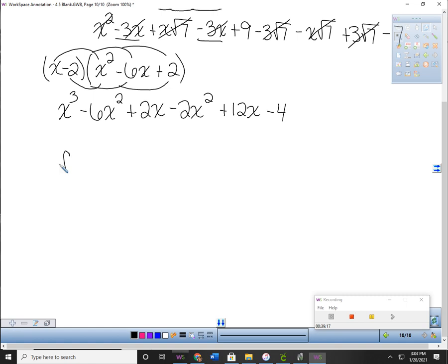And then I'm making a function f. So I have the x cubed. Negative 6x squared and negative 2x squared make negative 8x squared. 2x and 12x make 14x. And then you have your minus 4.